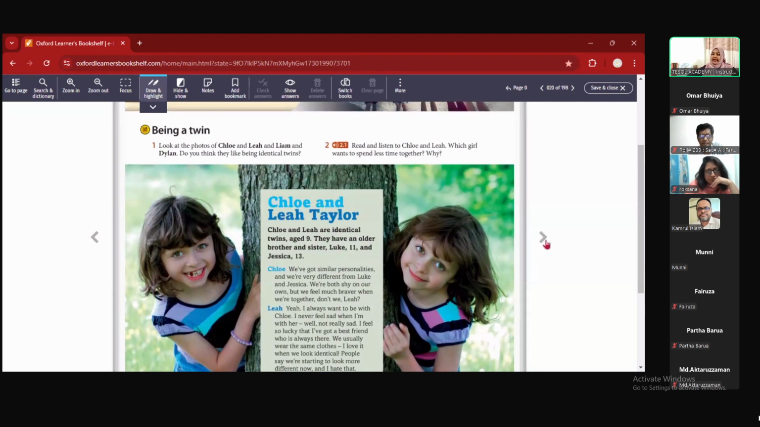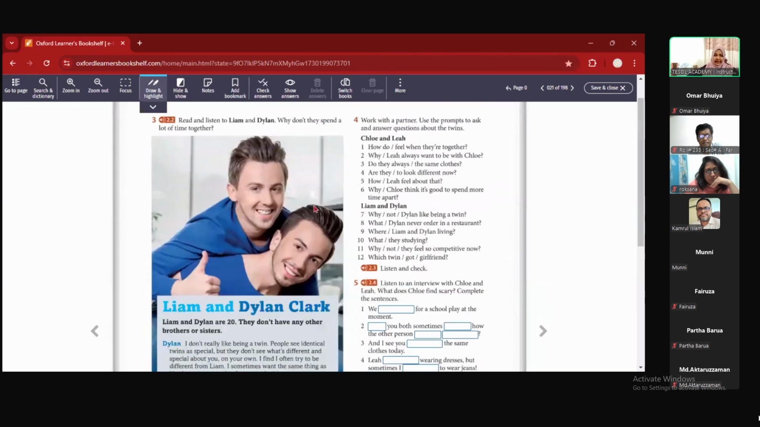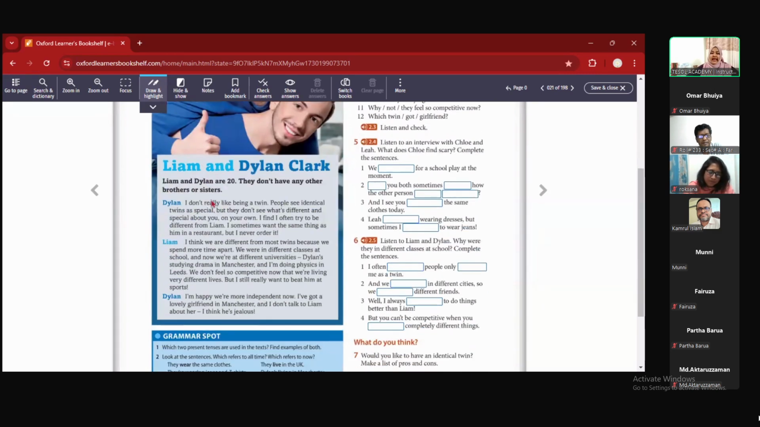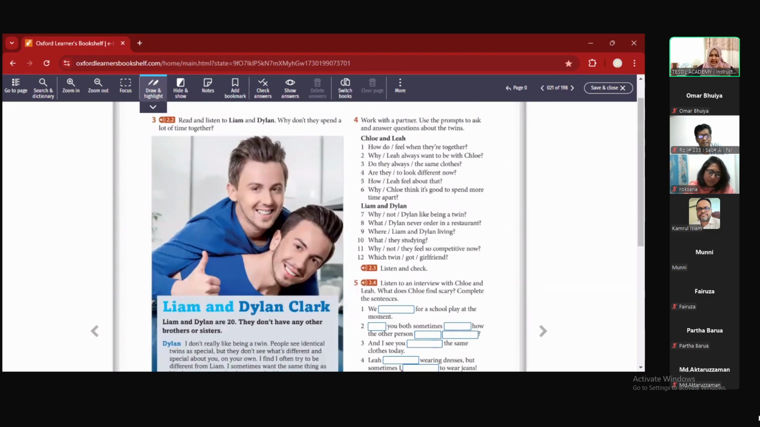Moving on to our next pair of twins. They are two brothers, Liam and Dylan Clark. Before we saw a pair of sisters, Chloe and Leah, and this is Liam and Dylan, a pair of brothers, and they are unidentical. They don't look the same like Chloe and Leah. So they are unidentical twins.